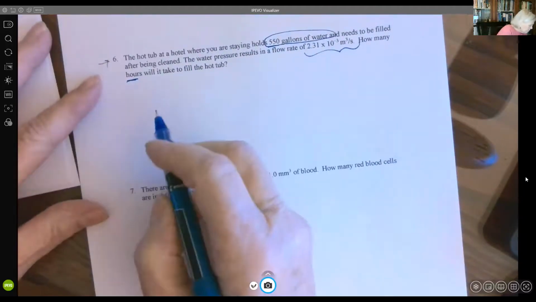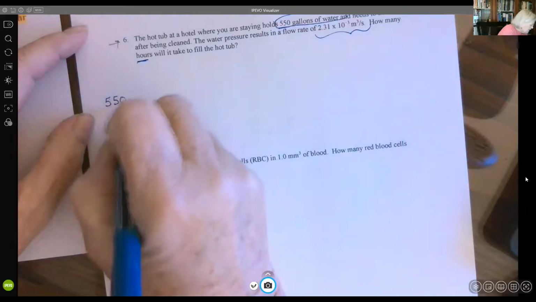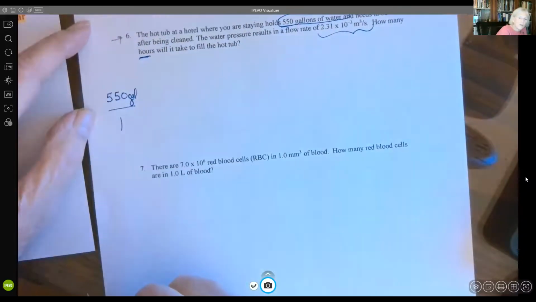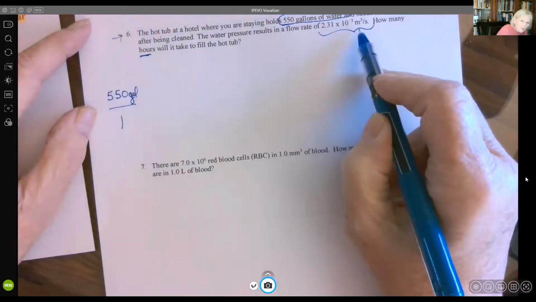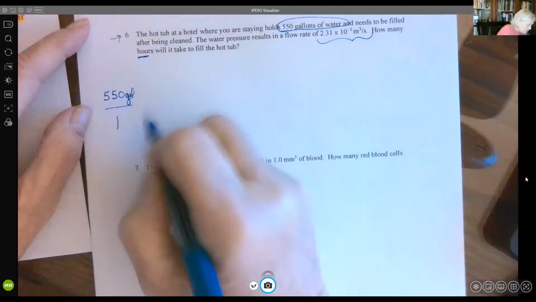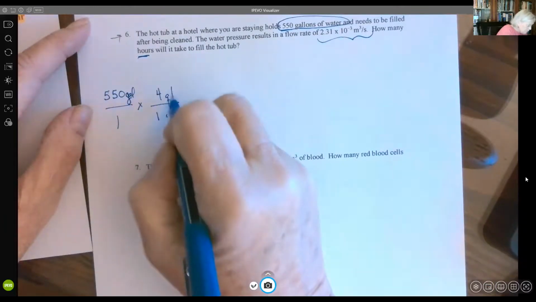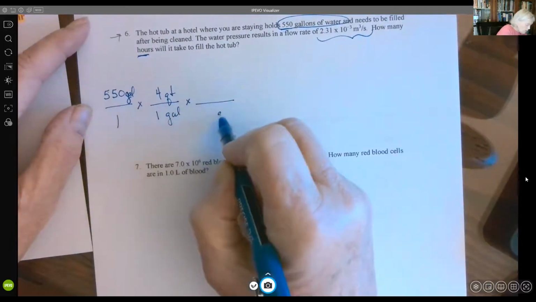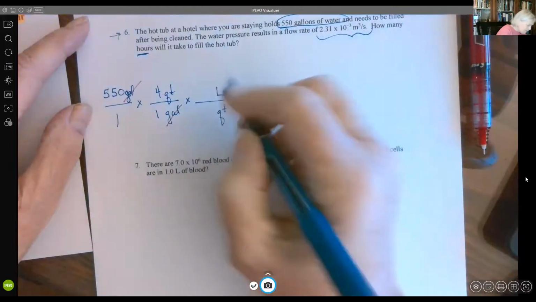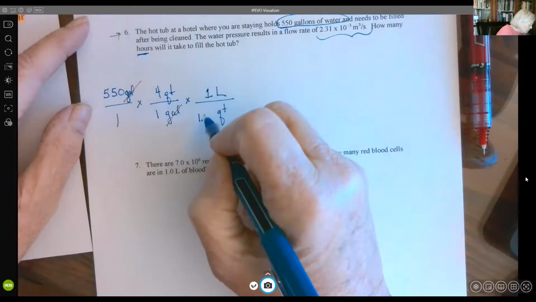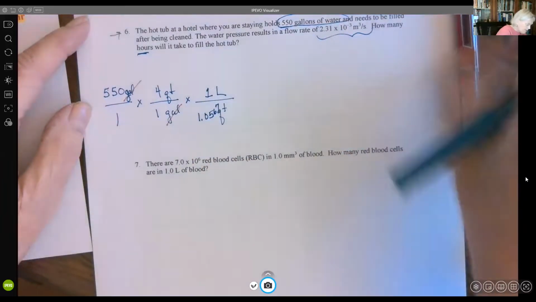If you have 550 gallons of water, just put it over 1 so that you can remember that you're working with fractions. Well, I want to get to meters cubed. And so the first thing I would do is realize I have to get out of gallons. So I do know that 1 gallon equals 4 quarts. And then do you know the relationship between quart and liter? I don't. I'd have to look it up. But I've gotten from gallons to quarts. I would look up the fact that 1 liter is a little bigger than a quart. Well, a liter is smaller than a quart. That lets me get rid of my quart.